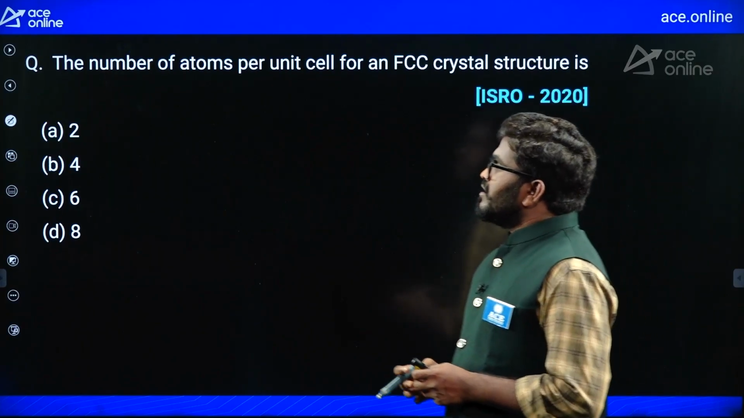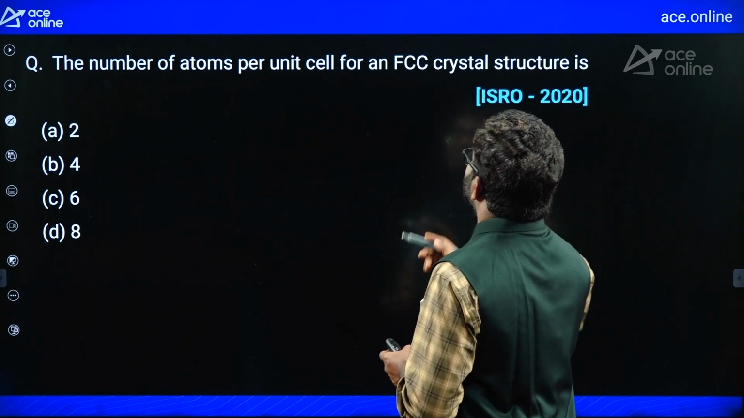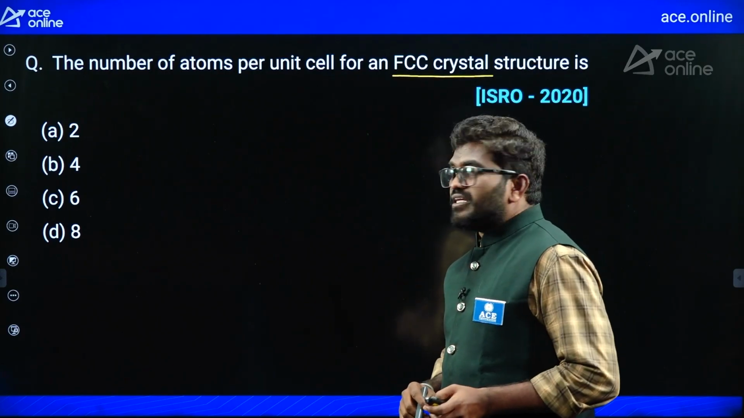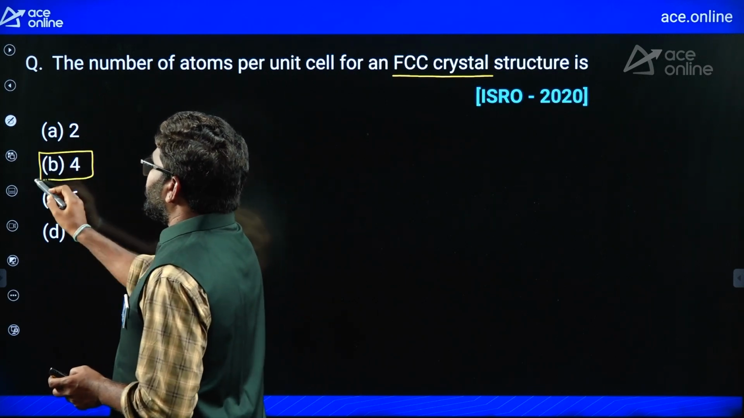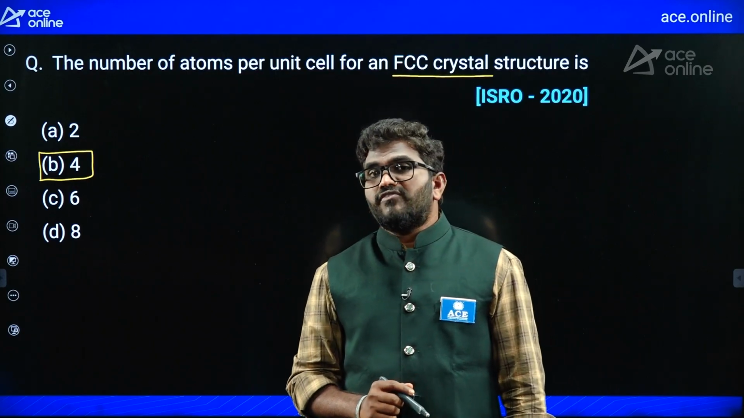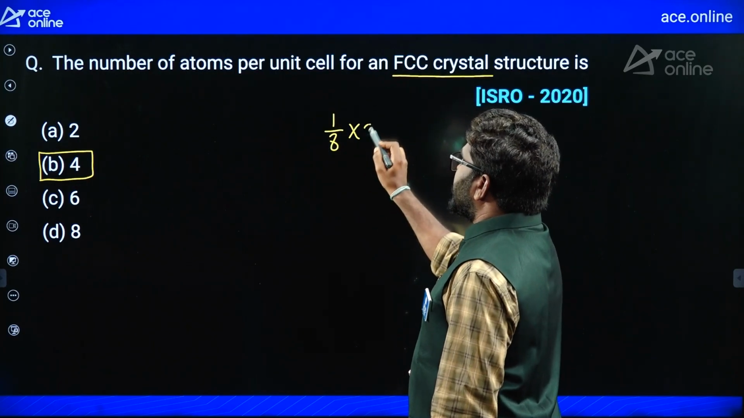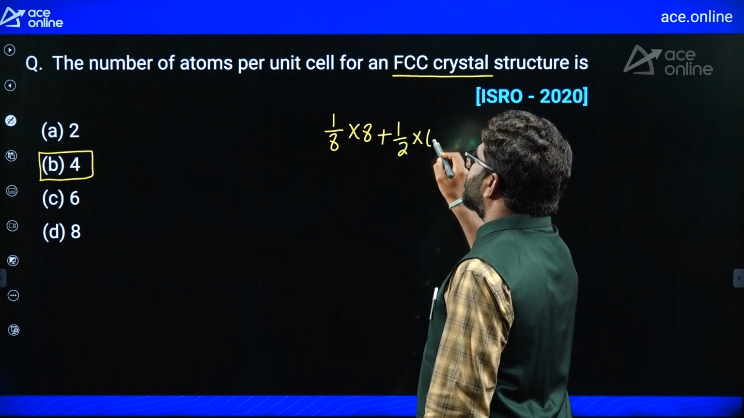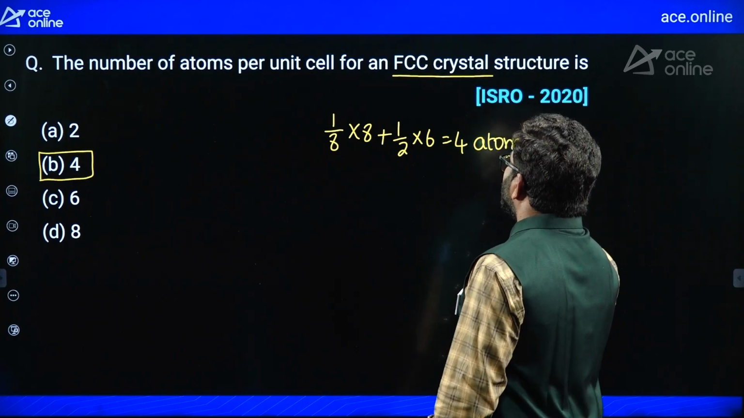Next, the number of atoms per unit cell of an FCC crystal structure. See, this is the third time this is asked. In the FCC crystal structure, the effective number of atoms inside the unit cell is 4, because at every corner 1/8 of an atom, like that 8 corners, and at every face center 1/2 of the atom, like that 6 face centers. So you get 4 atoms inside the unit cell.